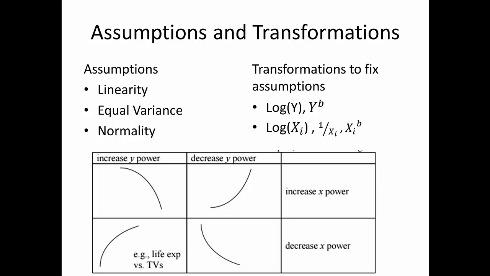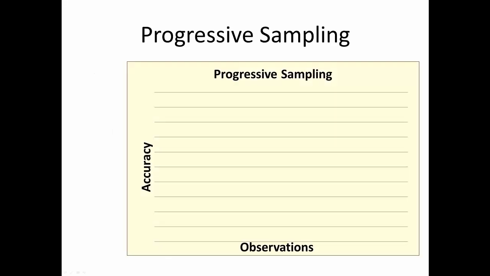Making transformations is often an iterative process where many different things will be tried separately and together, and often a combined solution of transformations will lead us to meet the model assumptions. Once we have verified the model assumptions, we can move on to progressive sampling. Progressive sampling is the method of progressively increasing the sample size until model accuracy is maintained.